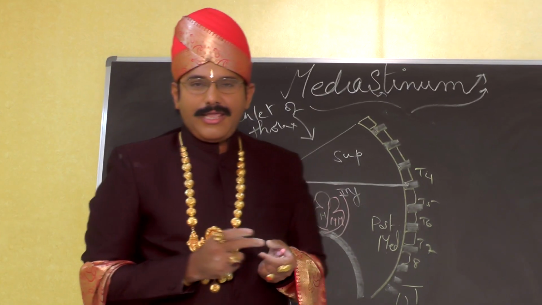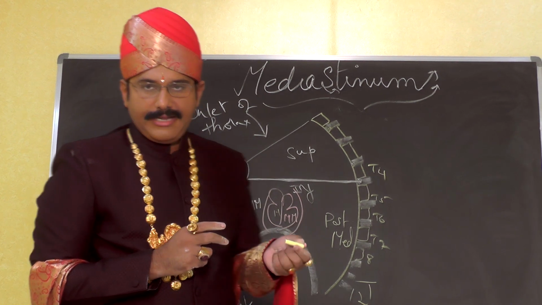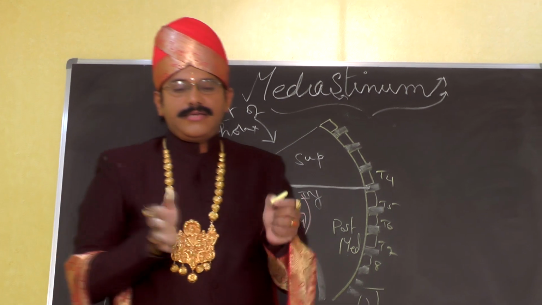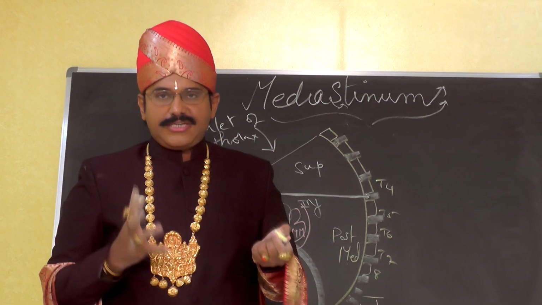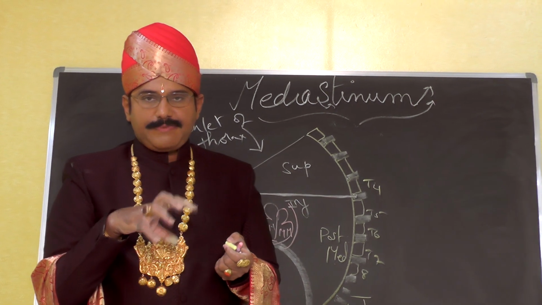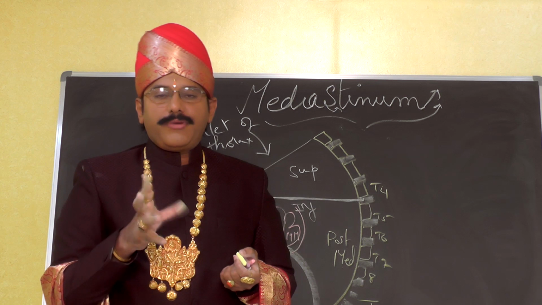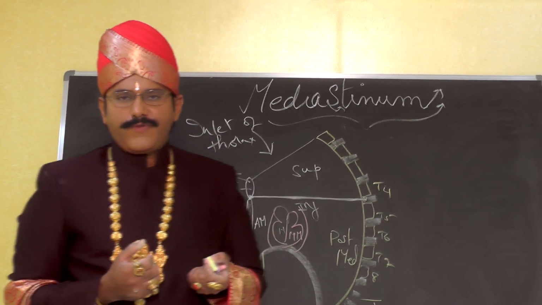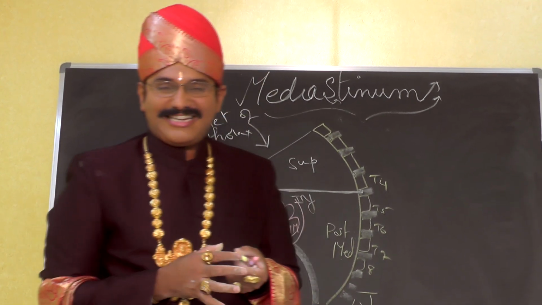Now let us quickly revise about the mediastinum. Mediastinum means something which is present intermediate or in between. In the thoracic cavity, in between the two lungs, we have got a space which is called the mediastinum. The most important component of this mediastinum is the heart. Also we have got other important structures. Yes, not few, many important structures we are having.